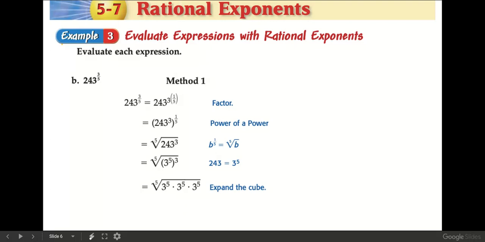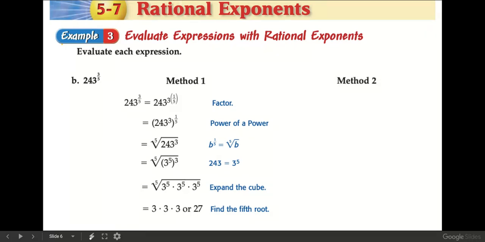And what that's going to do is I can take the 5th root of all of these, which would just simplify to 3 times 3 times 3. And I know 3 times 3 times 3 is equal to 27. So 27 would be my final simplified answer.